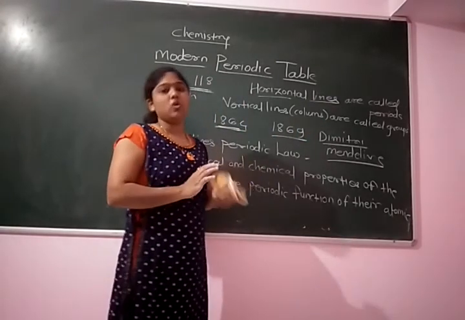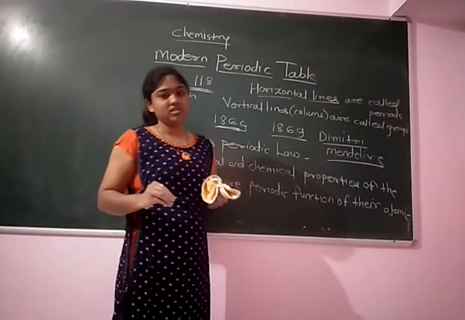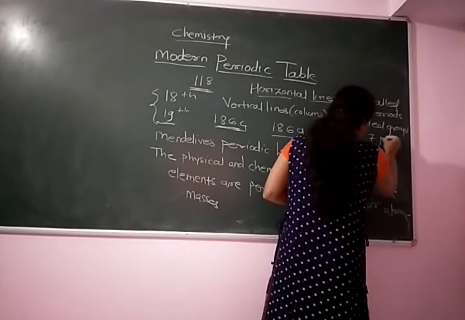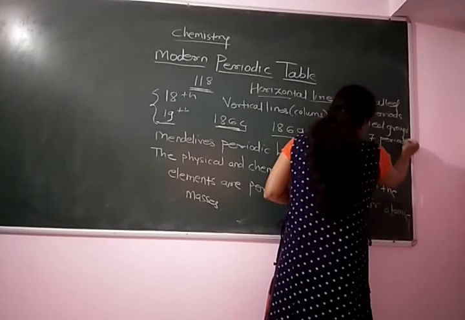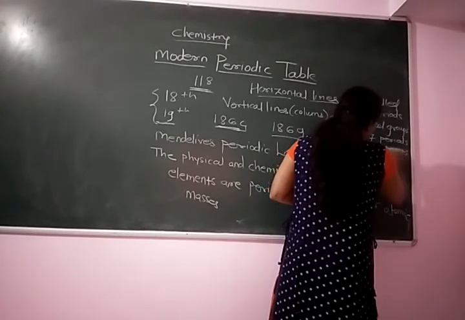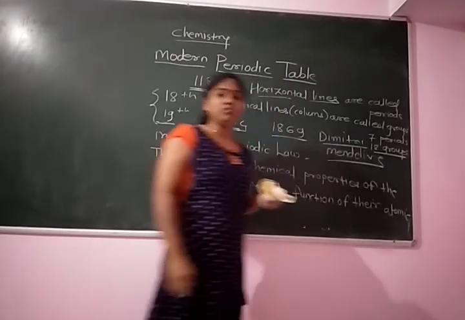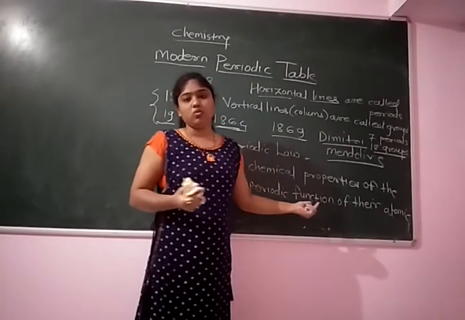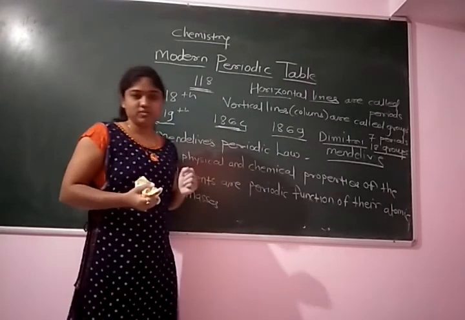So in his periodic table, a total of 7 periods are there and 18 groups are there. 7 periods. How many periods are there? 7 periods and 18 groups. In those 7 periods and 18 groups, he arranged the elements in the increasing order of their atomic masses.